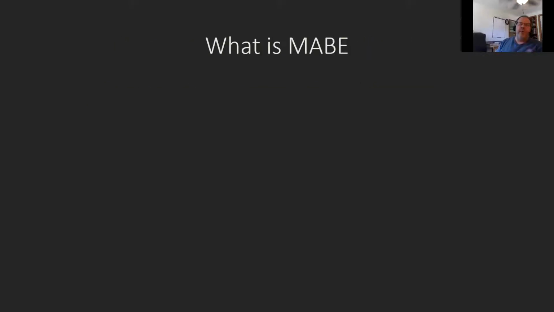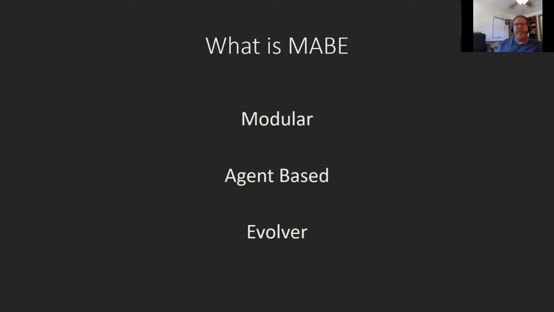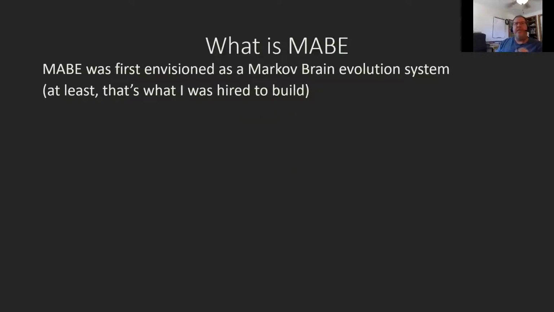So now I'm going to actually tell you what MABE is. MABE stands for Modular Agent-Based Evolver. MABE was first envisioned as a Markov brain evolution system. I'm going to talk more about Markov brains a little bit later, so I'm not going to talk about them now.